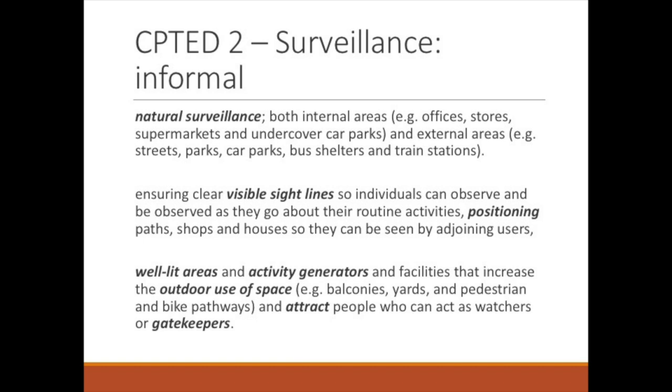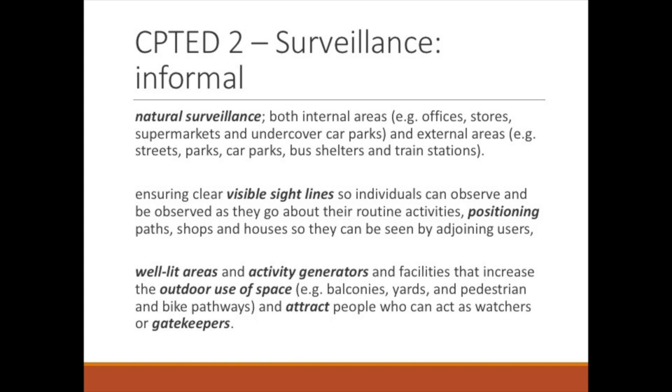Now, coming back more specifically to the informal mode of surveillance, you have what we call natural surveillance. So, this can apply to both internal areas and external areas. When we're talking about internal areas, this could be inside a supermarket, in an undercover car park, in your office, and that sort of thing. And when we're talking about external areas, we're talking about streets, car parks, open air car parks, bus shelters, train stations, and that sort of thing.